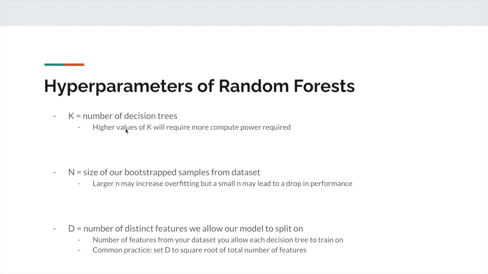So for k, the more decision trees you have, the more time you'll have to spend training each and every one of those decision trees. And so having higher values of k will require higher compute power. This is not a terrible downside because decision trees are usually pretty easy and quick to train, but this is just something to note.